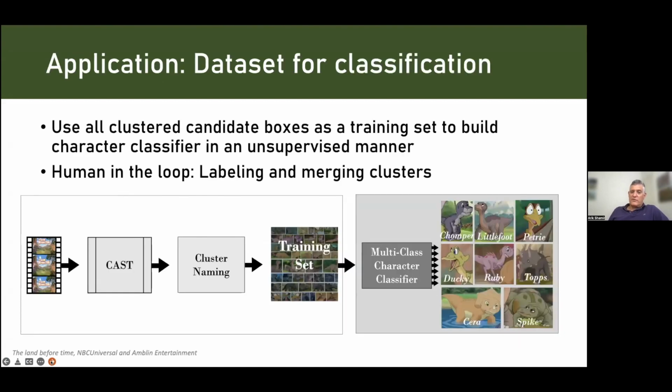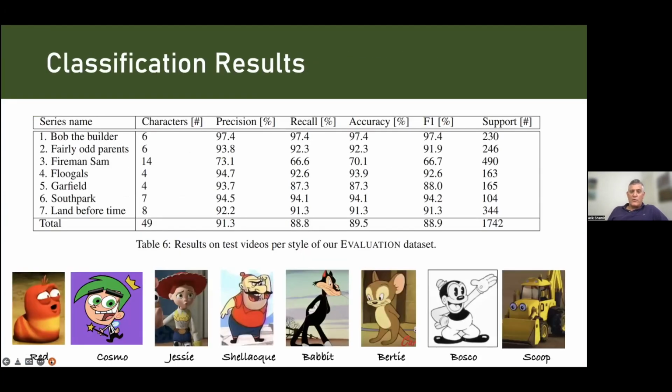Now, once you have all those characters and you have the clusters of examples, you can name those clusters or name the characters, and then you can use all the candidates as a training set for a classifier. So basically, the user only needs to name the characters that we found in the dictionary, and then automatically we can build a training set and use a multi-class classifier to classify all the different characters in the movie. Again, we tried it on various different animation styles, and we got very good results, almost above 90% precision most of the time, and high recall as well.